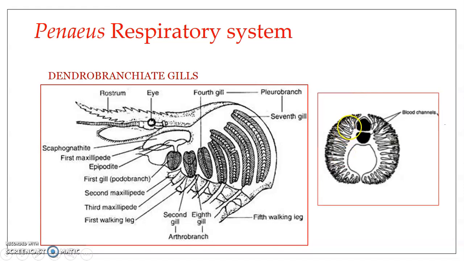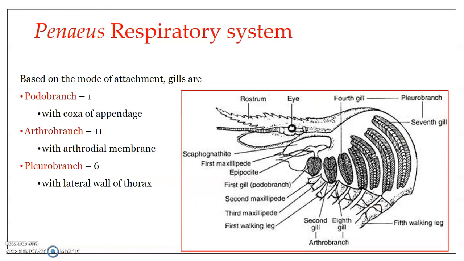You can see here it is branched and rebranched into gill filaments. So you can see it is a highly branched structure, and this kind of structure gives the name dendrobranchiate type of gills, and it is typical of the Penaeus. And you can see here the gill axis as well as the gill lamella are provided with blood channels, so it is highly vascularized. Fine. So this is the structure of dendrobranchiate gills.